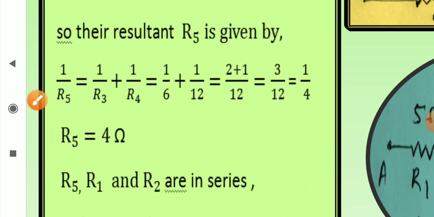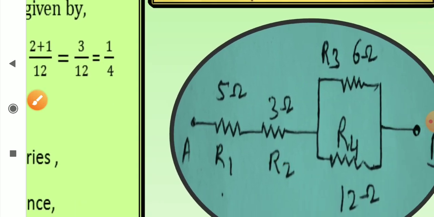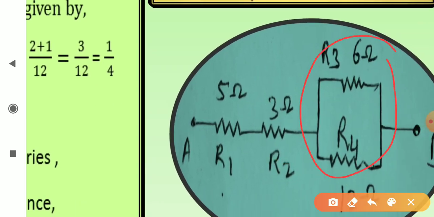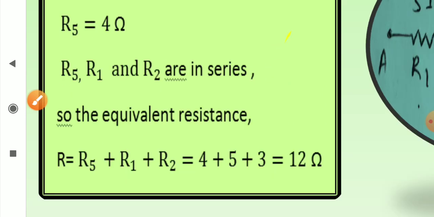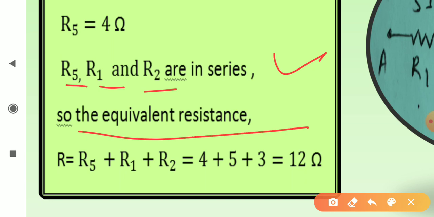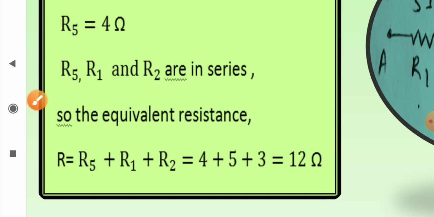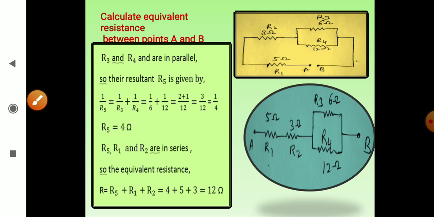So now you can see that this parallel combination becomes 4 ohm, right? So now we have 5 ohm, 3 ohm and 4 ohm in series, right? So now you can see that R5, R1, R2 are in series. So the equivalent resistance is R is equal to their direct sum, 4 plus 5 plus 3, that is 12 ohm. Okay? So that's a very simple problem. You have to learn to make equivalent circuits.